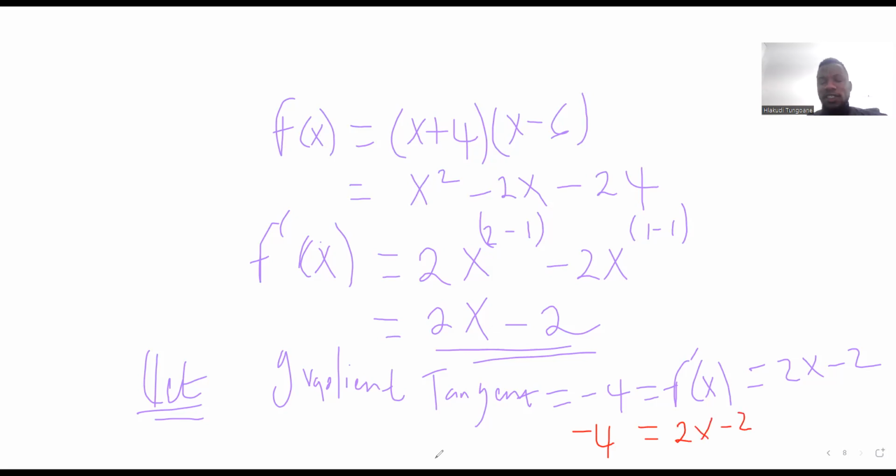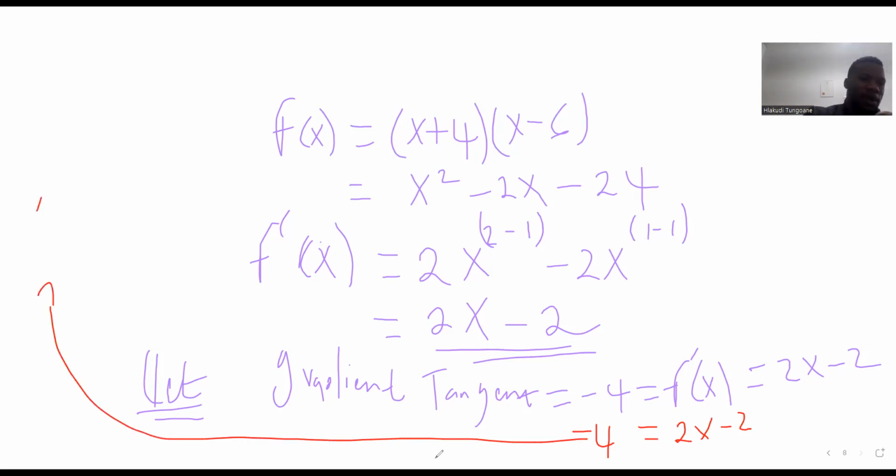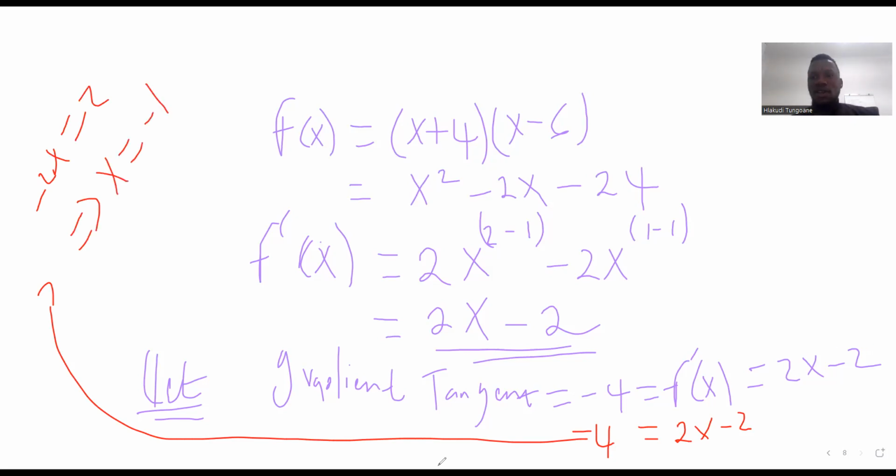Okay, so we take 2 to the other side, then we're going to have minus 4 plus 2, that gives you minus 2, right? So you're going to have minus 2 equals 2x. Therefore, this implies that x equals negative 1. Okay, so at the point where x equals negative 1, that's the point where the gradient of f of x equals minus 4.